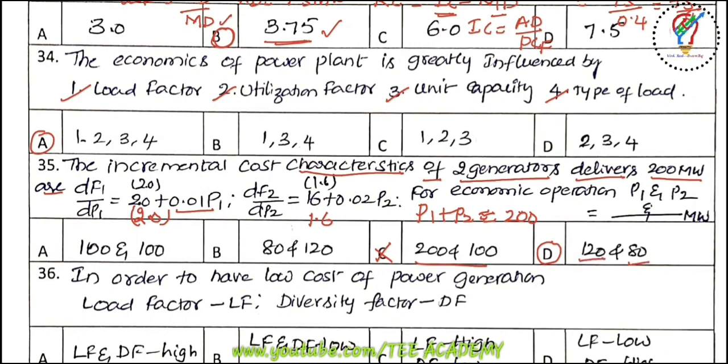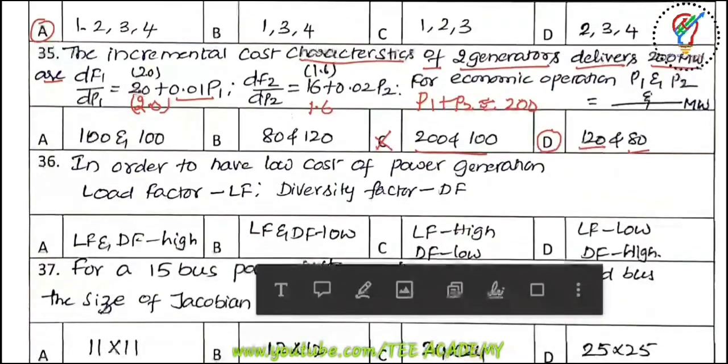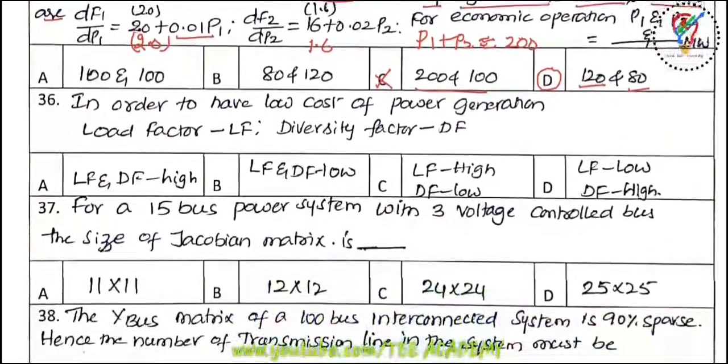Okay, next one. Now we'll go for the 36th question here. In order to have low cost of power generation, what should the load factor and diversity factor be? LF means load factor, DF means diversity factor. I have written it here. So how should the load factor and diversity factor be?